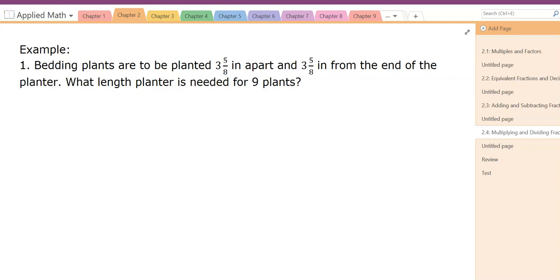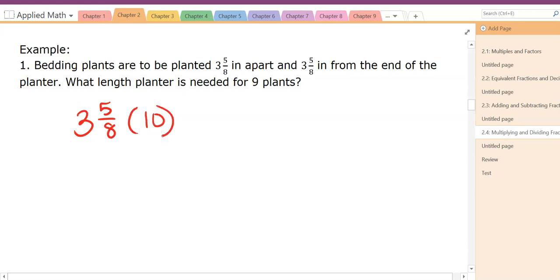So we actually have 10 spaces that need that 3 5/8. So what I'm going to do is take 3 5/8 and multiply that by 10. That takes care of the 9 plants and it takes care of the space from the edge. Let's take 3 5/8 and make that improper. What would be 3 times 8, plus 5? So we have 29 over 8 times 10. Now, how could we write 10 as a fraction? Good, put it over 1.